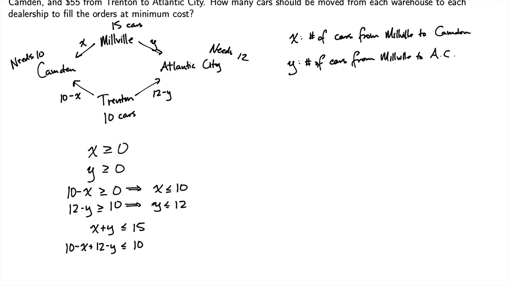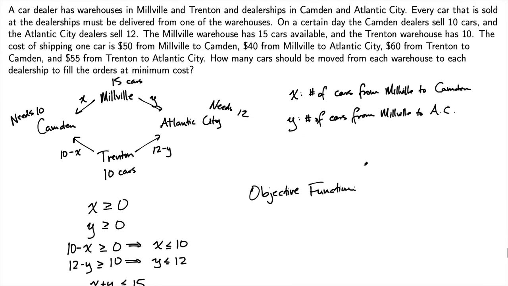And now we're ready to look at our objective function. This is the thing that we're trying to maximize or minimize. And in this case, it's cost. We want to minimize the cost. So the cost of shipping a car is $50 from Millville to Camden. That's this x. So 50 times x. And then we've got $40 from Millville to Atlantic City. That's y. So 40y.